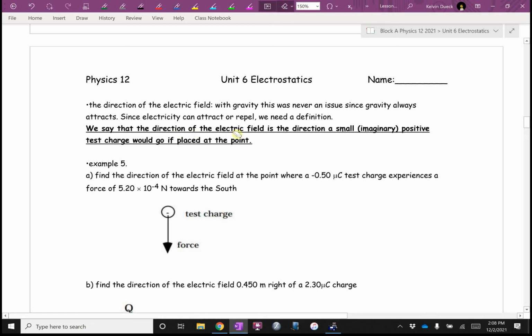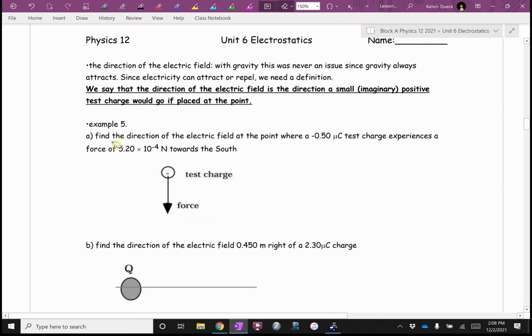We say the direction of the electric field is the direction that a small positive test charge would want to move if it was placed there. We ask, if I put a positive there, which way would it move if it could? That's the direction of the electric field. So let me show you what I mean.